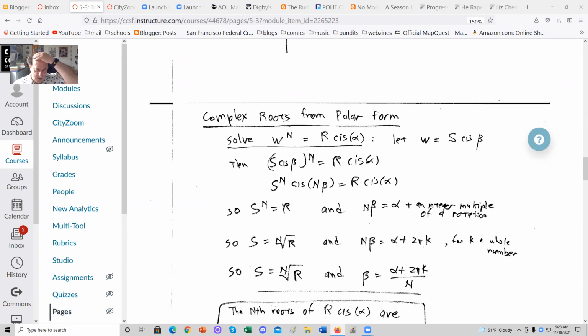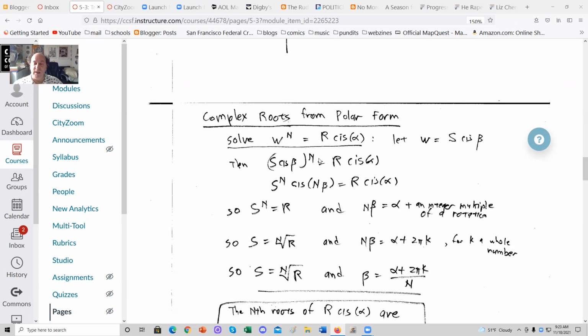Now, complex roots, that's a bit of a trouble. Partly because there's actually going to be more than one root for a given power. So if we want to solve w to the n equals r cis alpha, so we want to find what w is. Well, we'll call it s cis beta, and we'll want to find what s and beta are.